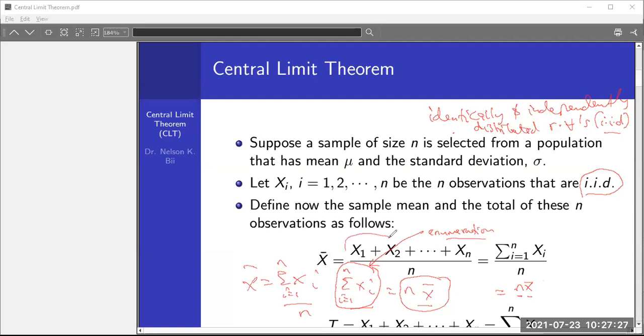What we have here is x1 plus x2 plus x3 up to xn. You understand? So is that the same as the total? That's the same as the total, isn't it? Yes, so that's what we mean by the total. That's the sum of all the observed values in that sample space. Is that clear?